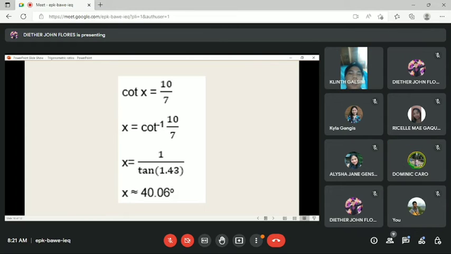Okay. So in summary, our topic for today is about the six trigonometric ratios, which involves the following. So any one of you can tell me at least one of the ratios. Okay, Miss Kyla.